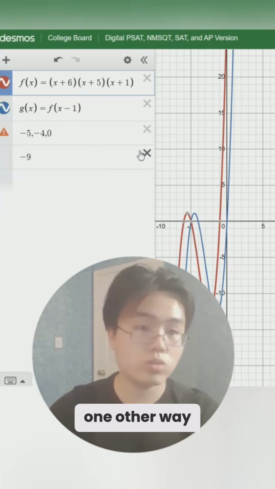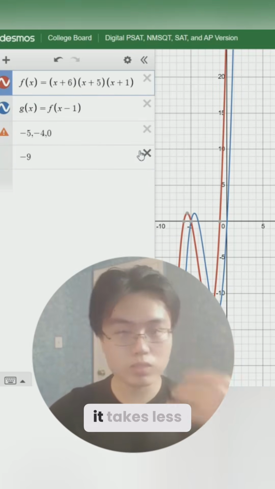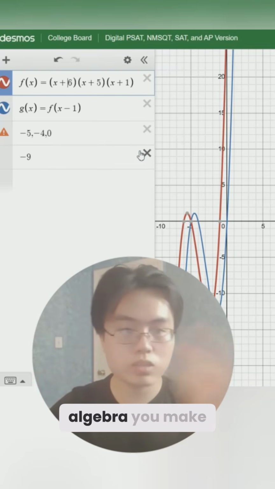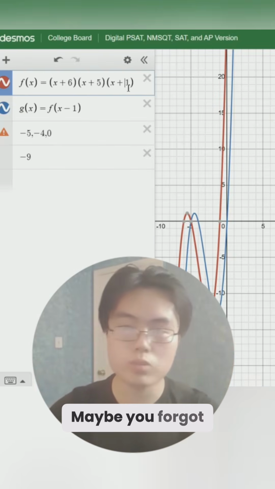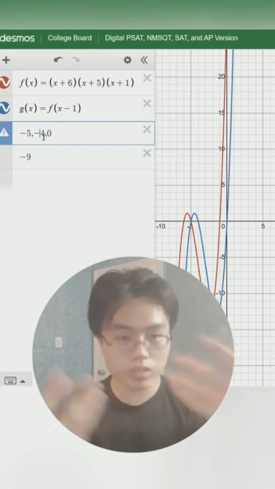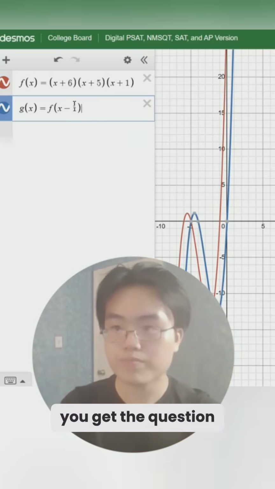But another way you can do this is with Desmos, which might even be easier for you. To me, it takes less brain power, and also it guarantees you get the question right. Because with algebra, you might make some kind of mental mistake. Maybe you forgot to subtract this, or maybe you did +4 instead of -4, something like that. Just lots of things that can go wrong. But if you do it with Desmos, it guarantees you get the question right.